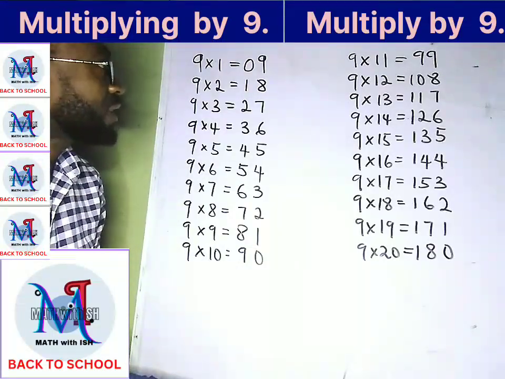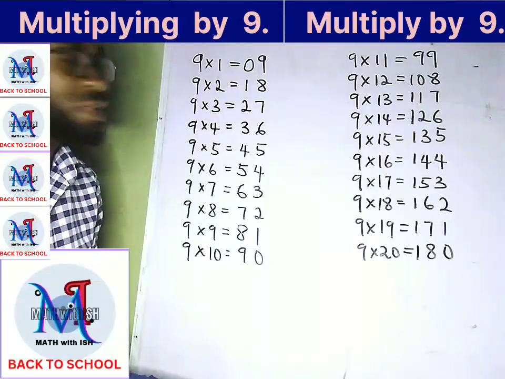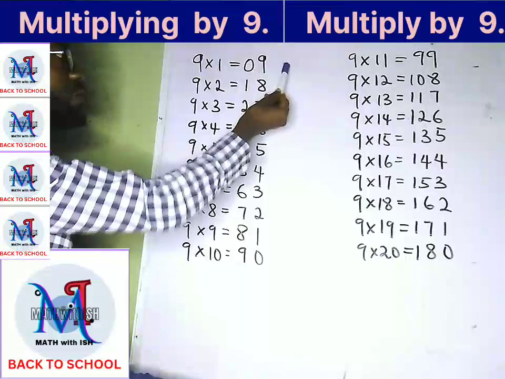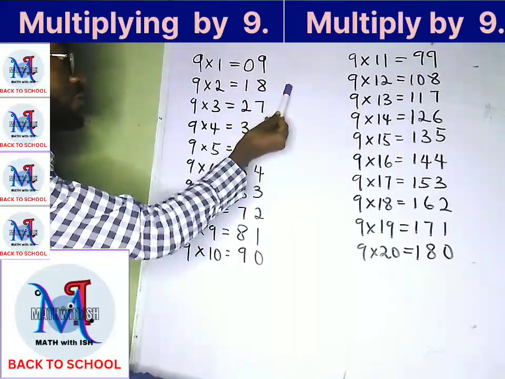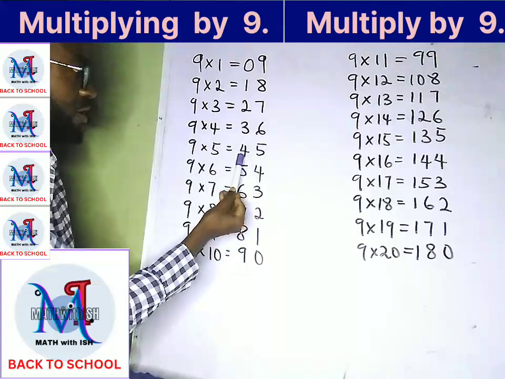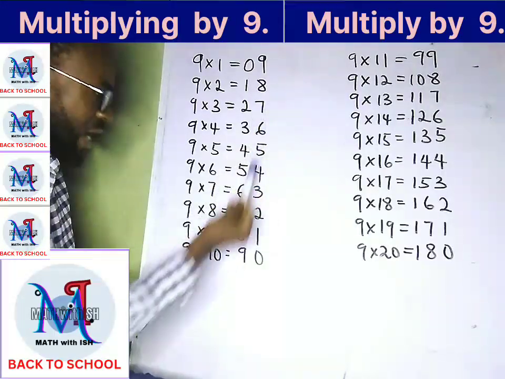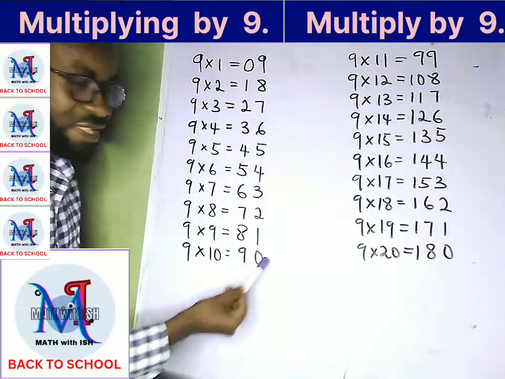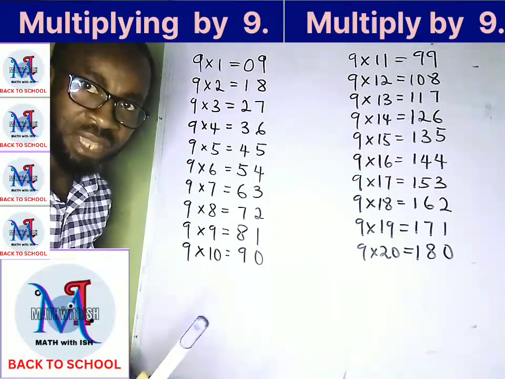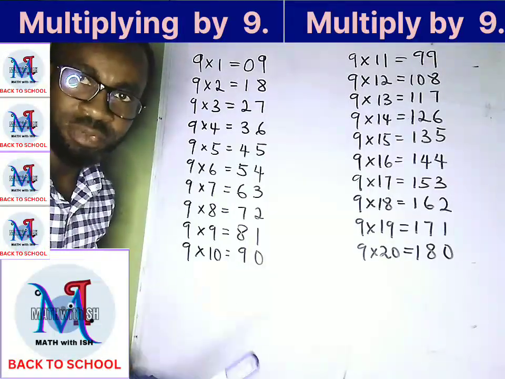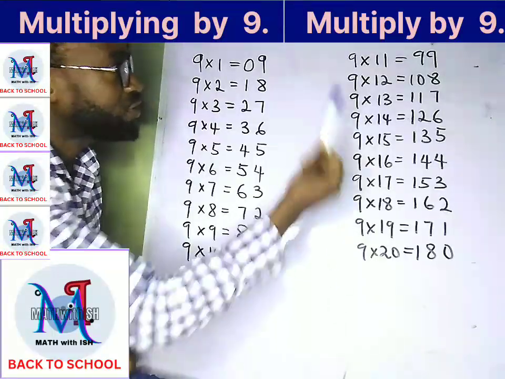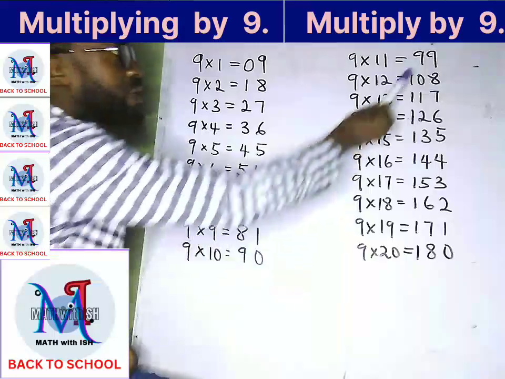Now lastly, I want to also talk about the sum of the digits. If you add up the digits, 0 plus 9 will give you 9, 1 plus 8 will give you 9, 2 plus 7 gives you 9, 3 plus 6 gives you 9, 4 plus 5 gives you 9. So if you add all the digits of the answers, they will all give you 9. Sometimes if it does not give you 9, it could also give you a multiple of 9, which means any number that 9 can divide. But for these ones we have done so far, they will all give you 9.